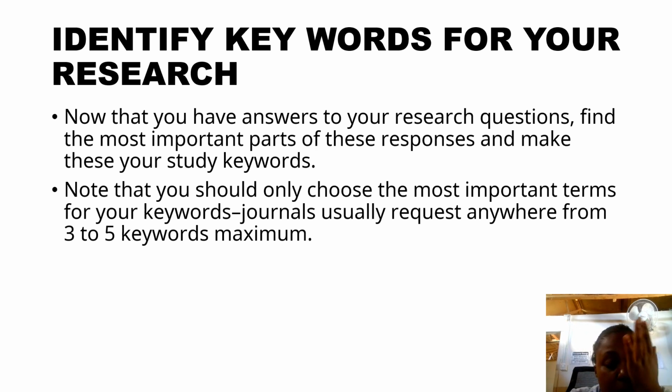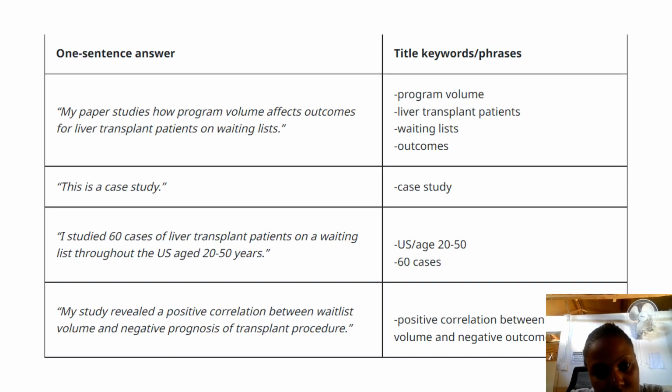Identify keywords for your research. Another way is to just identify the keywords which you want to use for your research. You can have 3 or 5 keywords maximum. You can start by making a one sentence answer, like when you answer a research question, you say what is my paper focusing on? For example, say my paper studies how program volume affects outcomes of liver transplant patients on waiting lists. Through that sentence, you can pick some keywords like program volume, liver transplant, waiting list, outcome. That is the thing which is going to guide you to make a research title.